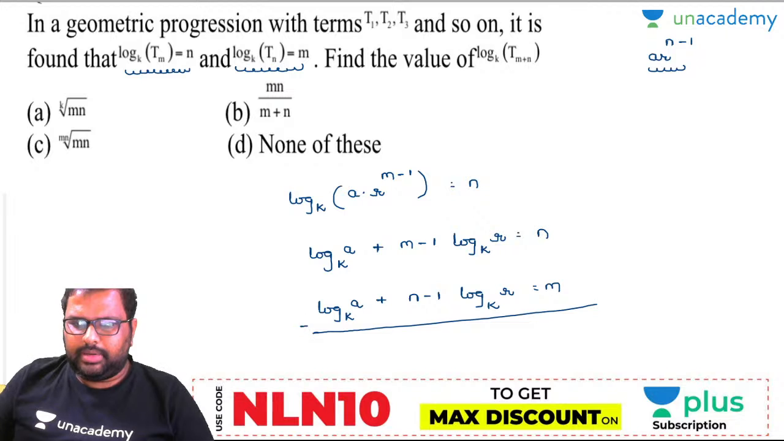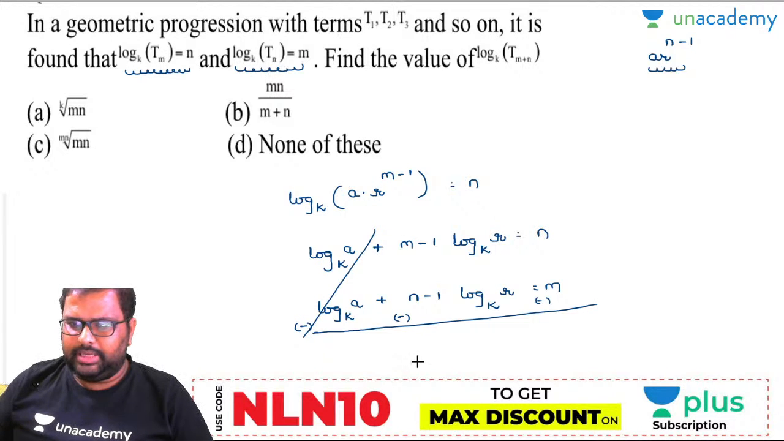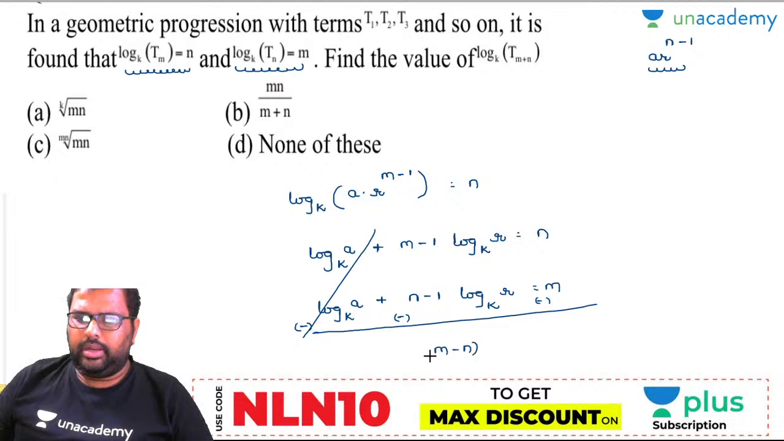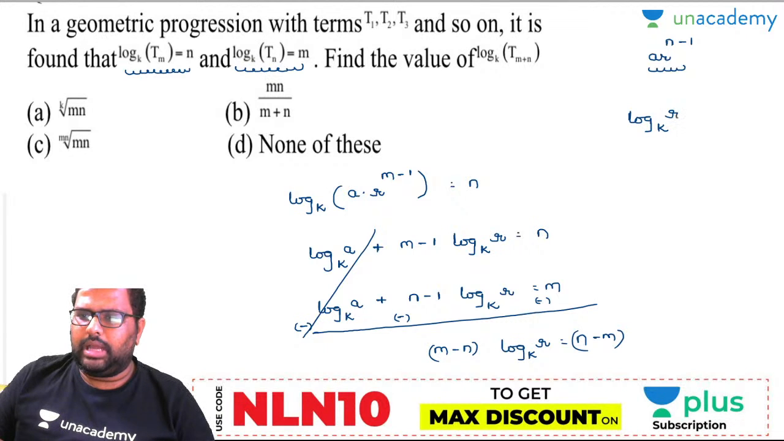So I will subtract these two equations in order to find my values. Finally, cancel this. So this becomes m minus 1 minus n minus 1, which is m minus n, into log base k r is equal to n minus m. Finally, I can write my log base k r as minus 1. Am I right or wrong?